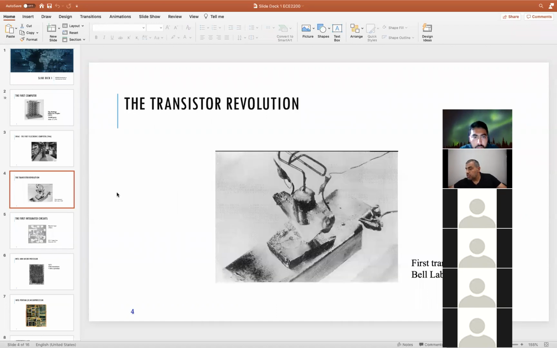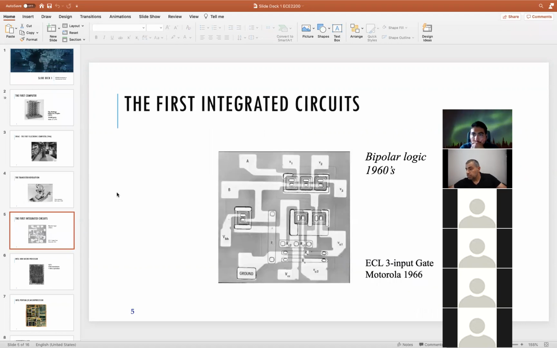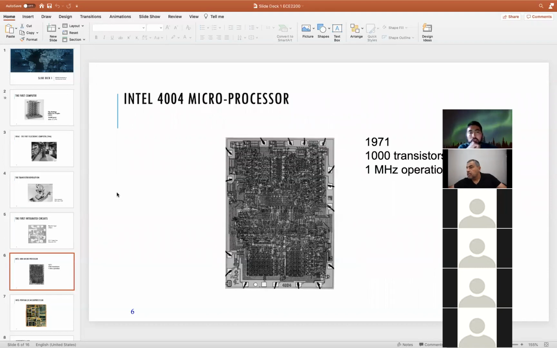The transistor made from semiconductors was really cool. It could be physically smaller, it could be cheaper. But again, connecting these as individual components, you still had reliability and space issues. So the real revolution in my mind came with the integrated circuit. And once it started, it kept going and going. So we started from this 3-input gate. The first microprocessor was in '71 with 1,000 transistors.